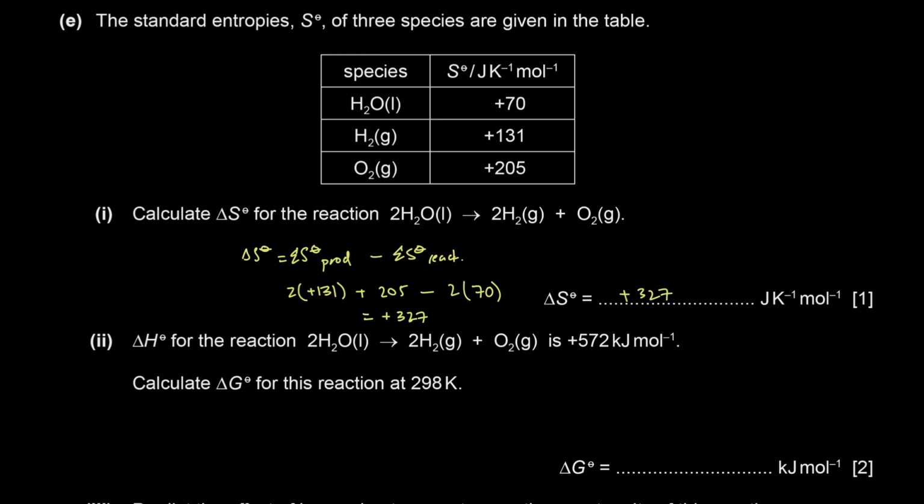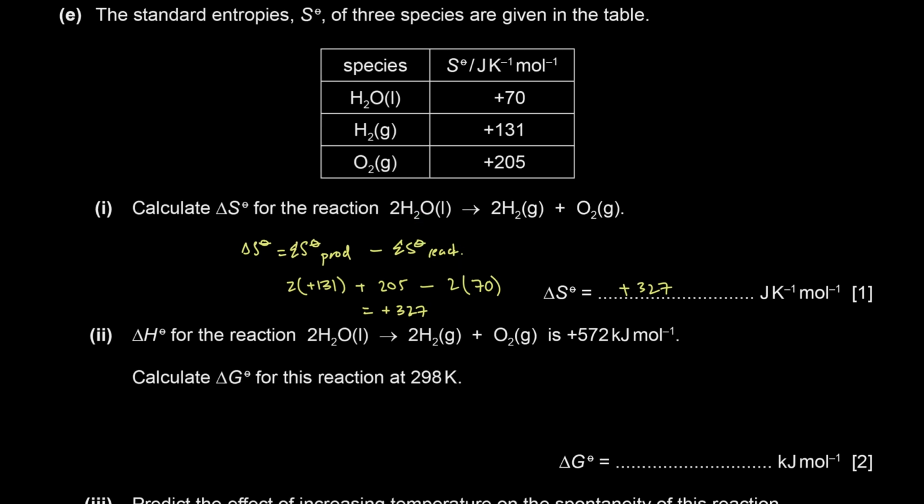Whenever you're writing a value for entropy change or enthalpy change, always include the sign. So don't say 327, say positive 327. And again, we have a positive entropy change, and we know for a fact that we'll have a positive entropy change because we have more moles of gas on the right hand side. So we've actually increased the entropy in this system.